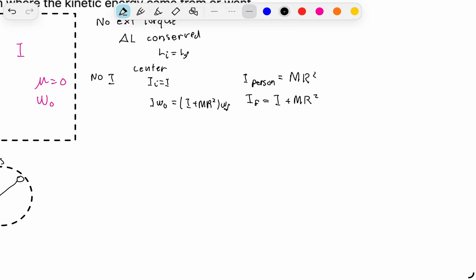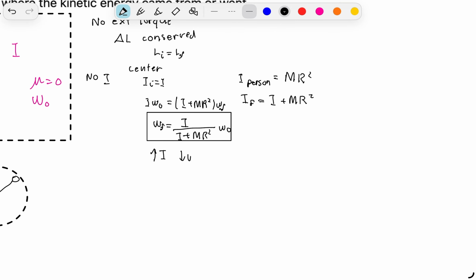So we set them equal to each other, and then we solve for omega f. So this is our final expression for omega f. What you can see is that if you increase your moment of inertia, that is going to decrease your angular velocity to conserve your angular momentum. Because again, our basic equation is angular momentum is I times omega.